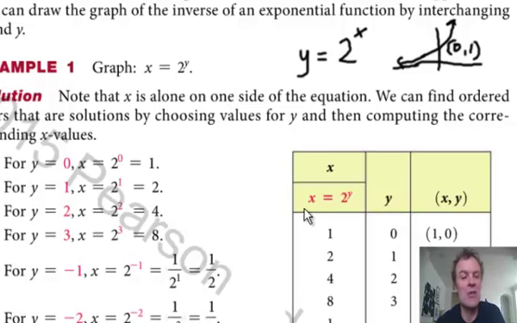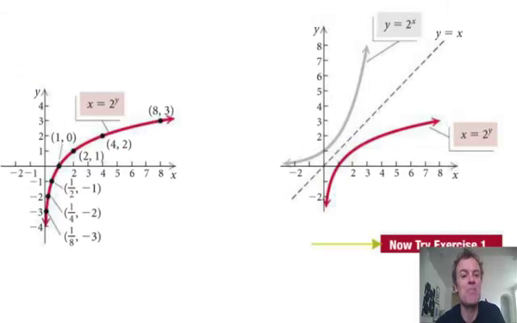So again, if you want to have a look at these, plot a table, put some points in. This is what we get. Here is x equals 2 to the y. So here's a good visual over here. Remember, this was the original exponential function, y equals 2 to the x. This is now the inverse, x equals 2 to the y. So notice it's actually been reflected across the y equals x line. A reflection across the y equals x line is the inverse.